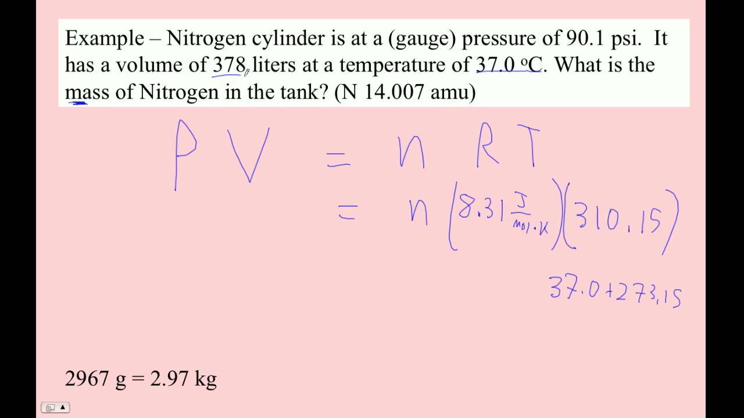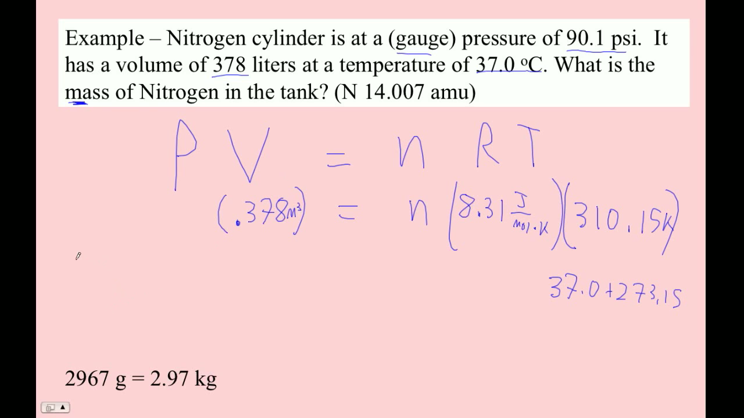The volume, 378 liters, isn't going to cut it. But if we turn it into cubic meters, it will, right? Ta-da. And that's cubic meters. That's kelvins. There we go. And then pressure, this is 90.1 psi gauge pressure. Okay, the first thing, I always turn it from gauge into absolute pressure. Then I turn it into whatever I need to turn it into. I don't know why I do that.